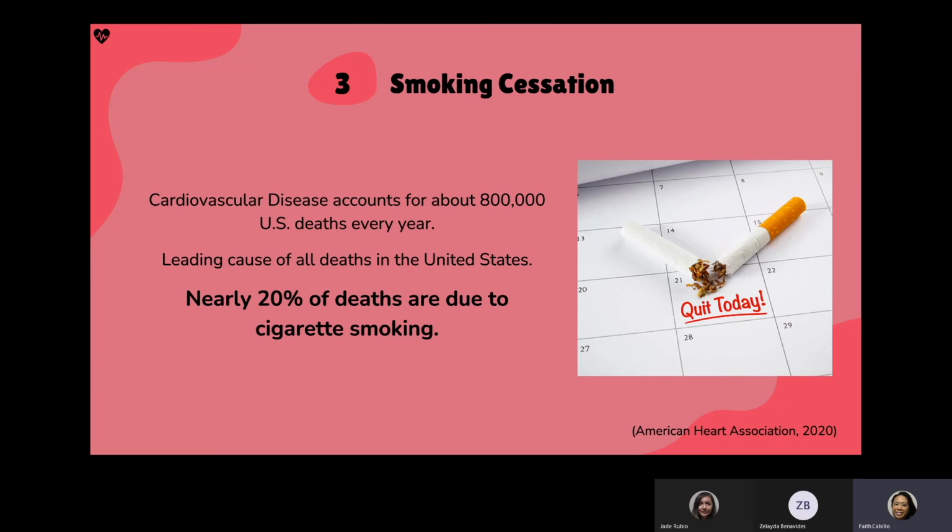Number 3, smoking cessation. According to the American Heart Association, cardiovascular disease accounts for about 800,000 US deaths every year, making it the leading cause of all deaths in the US. Of those, nearly 20% are due to cigarette smoking. If the patient is a regular or avid smoker, we need to educate them to stop smoking as soon as possible. Quitting can prevent their chances of developing lung and heart complications, including valvular heart disease, and can potentially save their life.